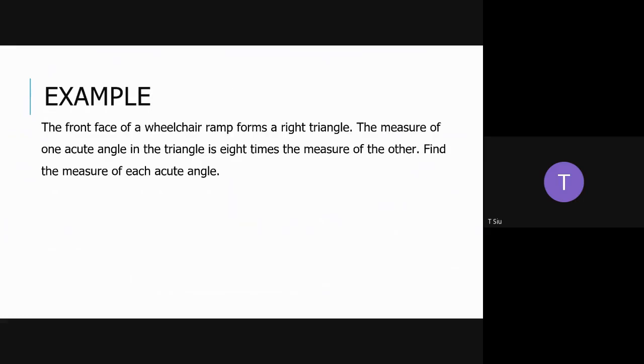In this example, the front face of a wheelchair ramp forms a right triangle. The measure of one acute angle of the triangle is 8 times the measure of the other. Find the measure of each acute angle. In problems like this, I would suggest that you draw your triangle. Here we have a right triangle, and we put in the values of x and 8x for the acute angles. Pause the video now to solve for the missing angles.